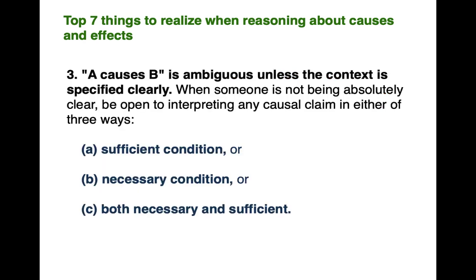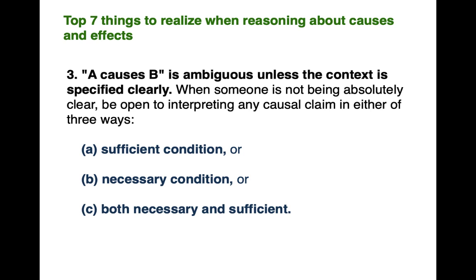A causes B is ambiguous unless the context is specified clearly. When someone is not being absolutely clear, be open to interpreting any causal claim in any of three ways. To say A causes B is to say, for example, A is a sufficient condition for B, a necessary condition, or both necessary and sufficient. A sufficient condition for B is not the same thing as a necessary condition. A sufficient condition is one way to make B happen. A necessary condition is going to be an essential way, a way without which B would not happen.